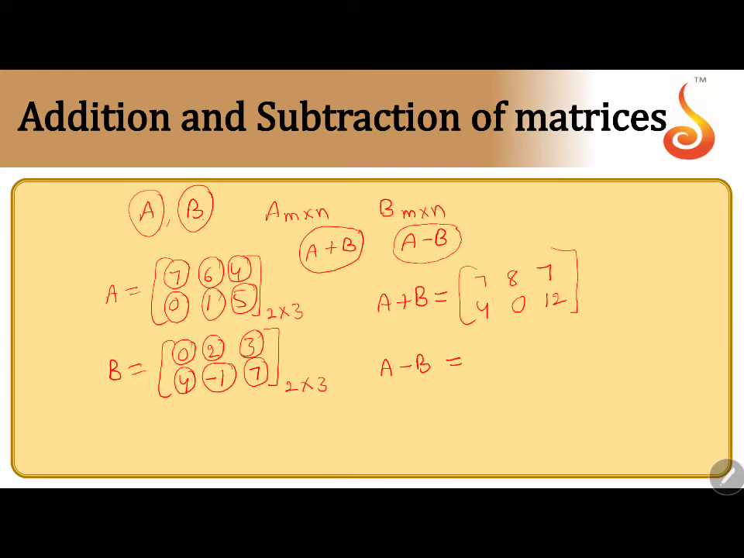Similarly, A minus B. Subtract B from A. So subtract all the elements of B from the elements of A. 7 minus 0, 7. 6 minus 2, 4. 4 minus 3, 1. 0 minus 4, minus 4. 1 minus of minus 1, that is 1 plus 1, 2. 5 minus 7, minus 2. So this is addition and subtraction.